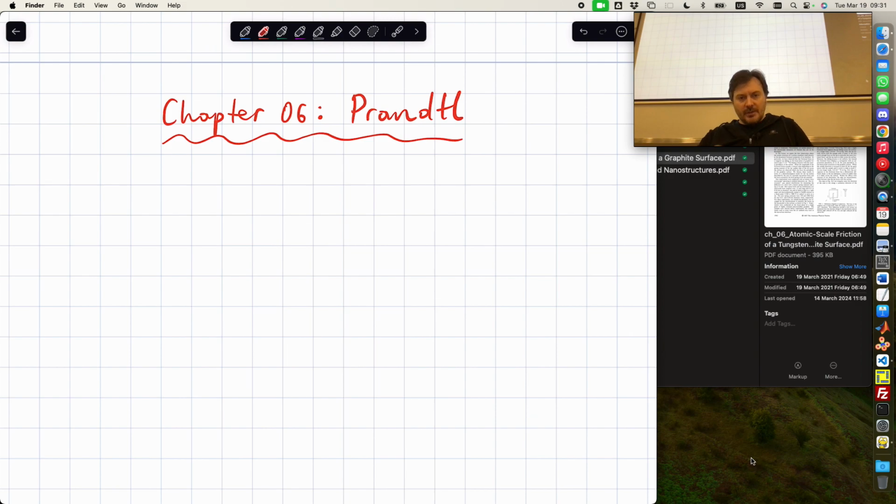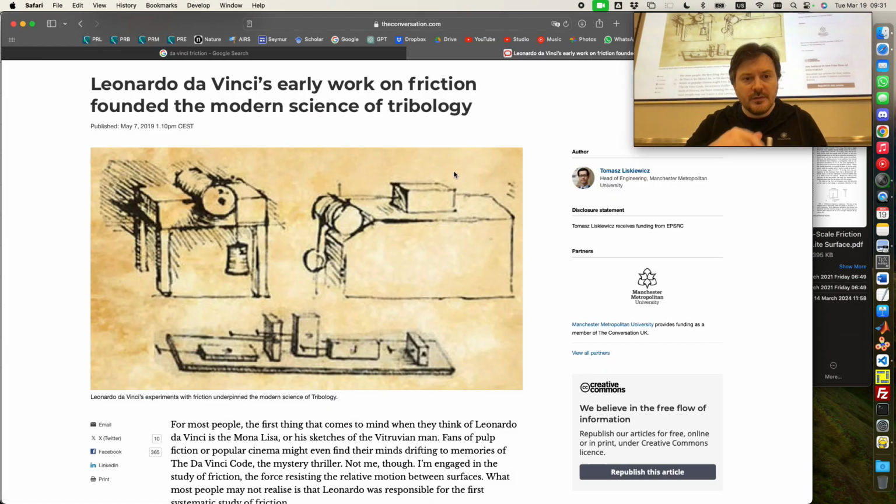Friction is an old subject. So old that, look at this. This is a drawing by Leonardo da Vinci. Which question do you think Leonardo is asking here? What is his inquiry here?